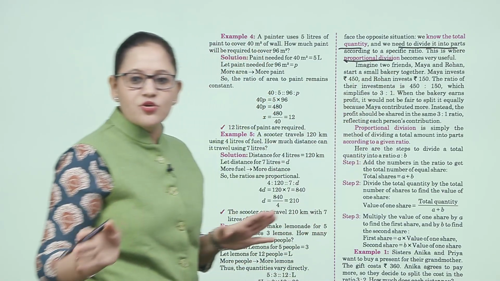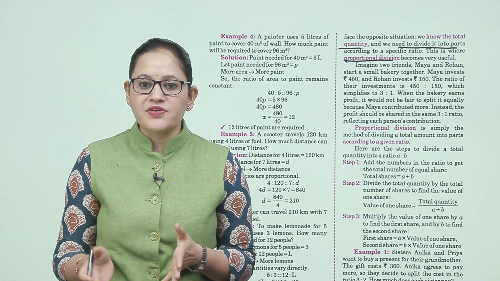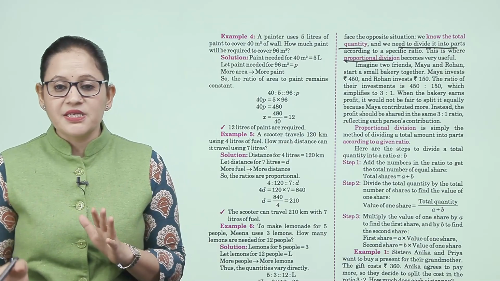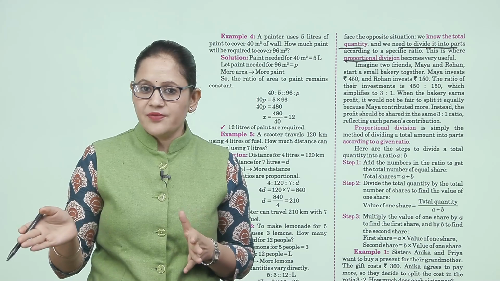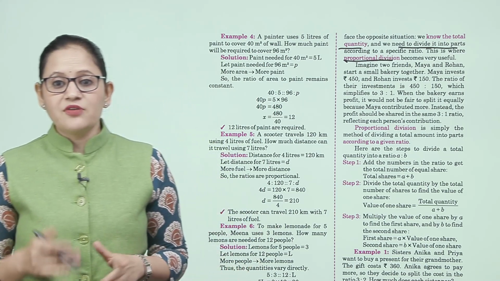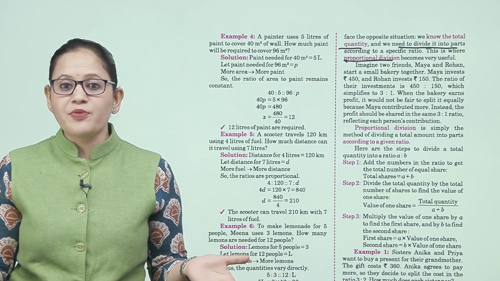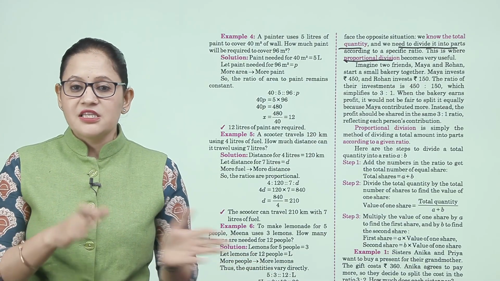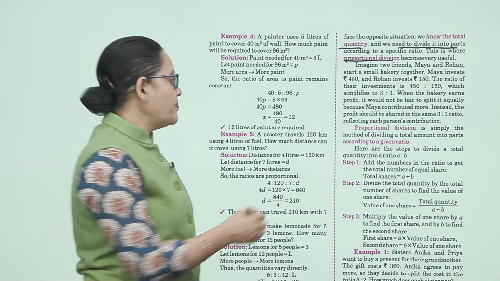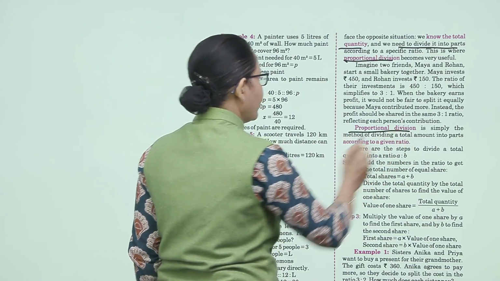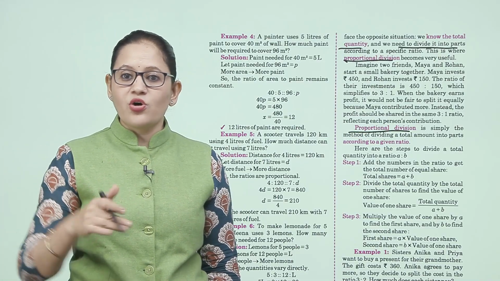Imagine two friends, Maya and Rohan, start a small bakery together. Maya invests rupees 450 and Rohan invests rupees 150. The ratio of their investment is 450 ratio 150, which simplifies to 3 ratio 1. When the bakery earns a profit, it would not be fair to split it equally because Maya contributed more. Instead the profit should be shared in the same 3 ratio 1, reflecting each person's contribution. So, proportional division is simply the method of dividing the total amount into parts according to a given ratio.